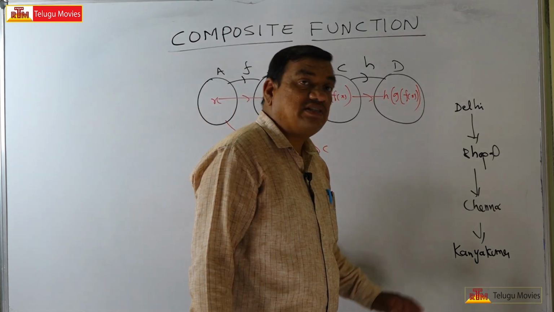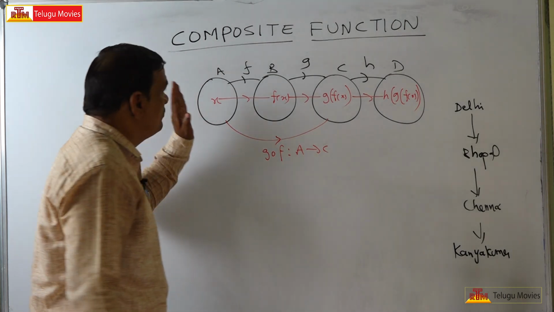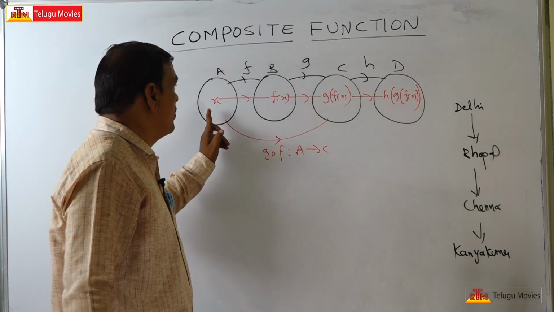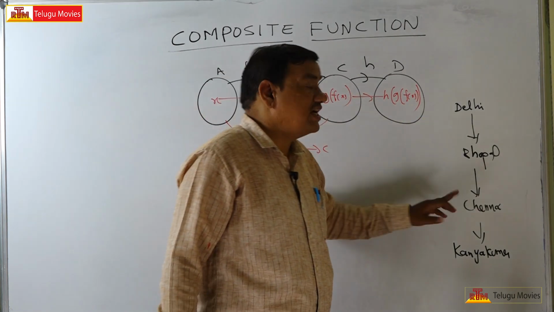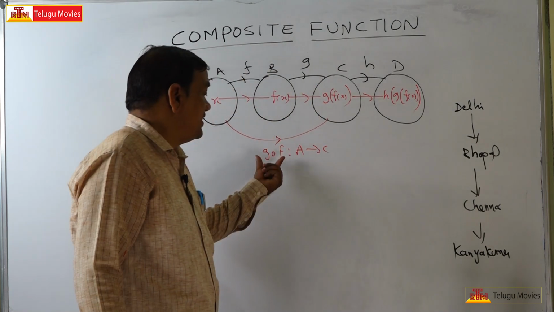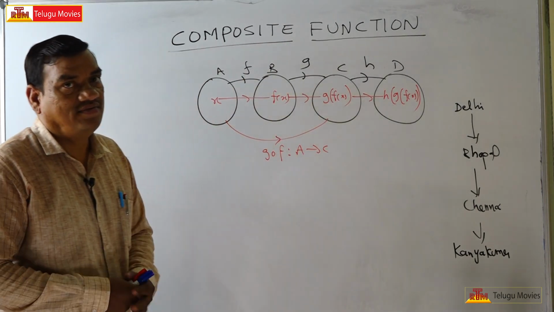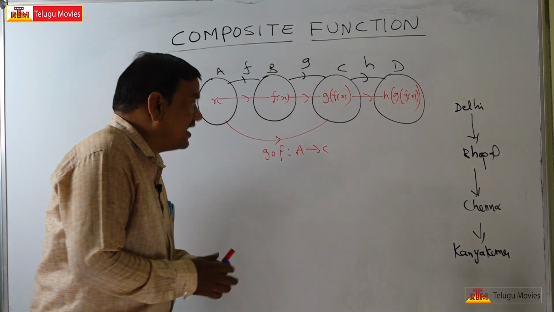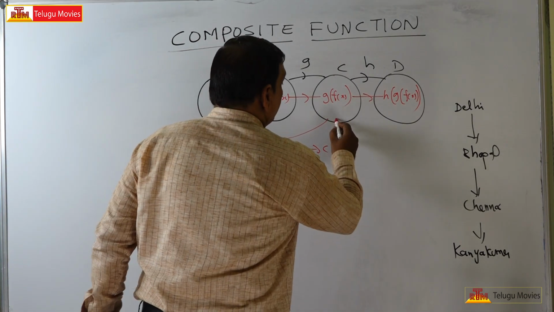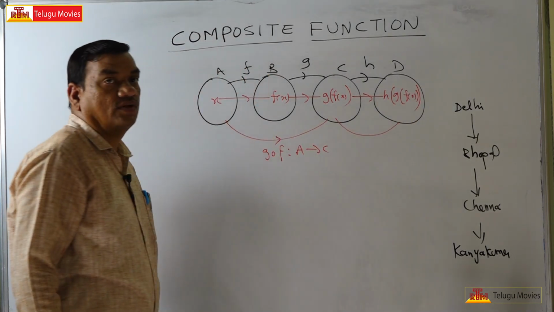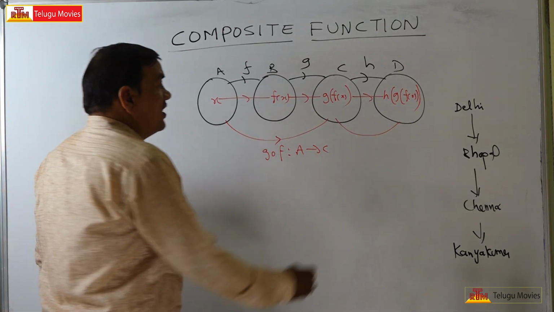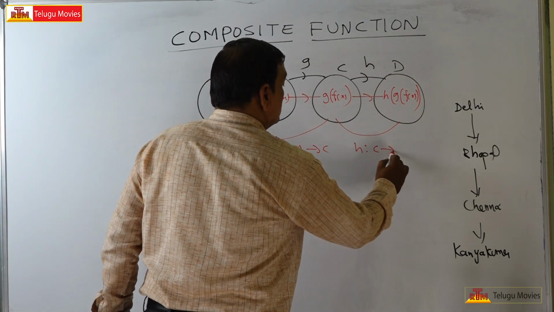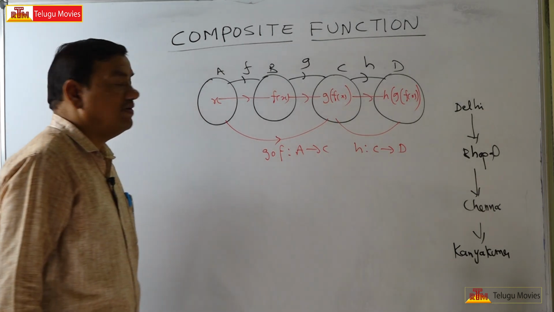So this is the process. Here I want to go from A to D. First I will go from A to C, that means Delhi to Chennai. What is the name of the train? G circle F. Understand? From Chennai to Kanyakumari, what is that express? H, from C to D.